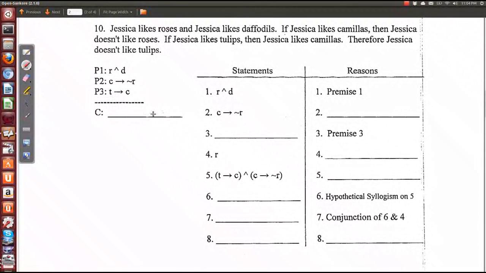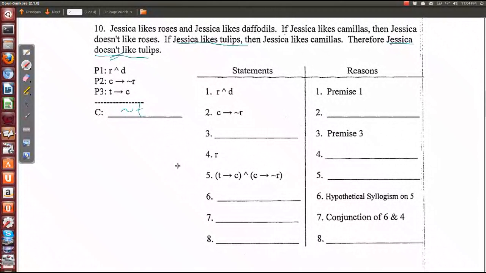Therefore, Jessica doesn't like tulips. So I need to write this conclusion out. Jessica doesn't like tulips, and we referred to liking tulips in our third sentence. We use the letter T to represent that. Of course, this is different because Jessica doesn't like tulips, so my conclusion should be negation T. And this is what I ultimately want to reach.